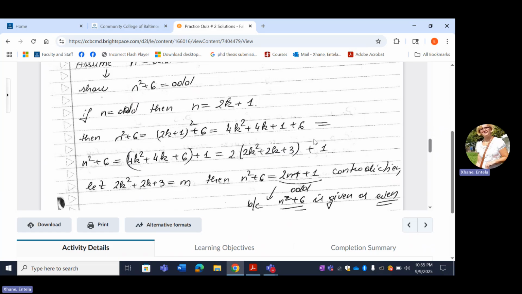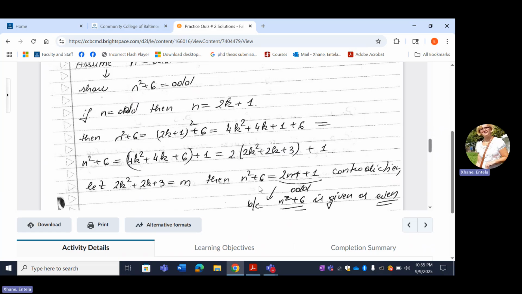You see that 1 and 6 are swapped or interchanged. Why? Because 4k squared, 4k and 6 all share a 2, so they have a common factor 2 that allows me to factor it out. So I get 2 out. What remains inside is 2k squared plus 2k plus 3. I still have a plus 1. And then I'm going to call this expression inside parentheses an m.